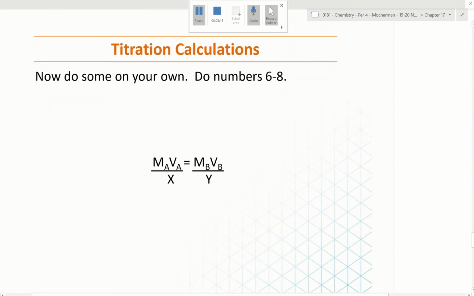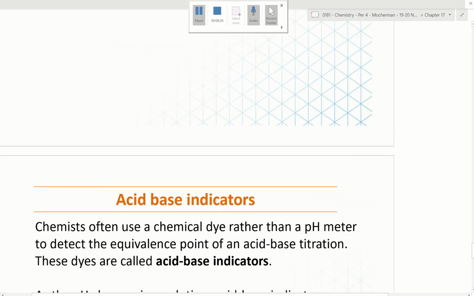Go ahead and do numbers 6 through 8 on the worksheet. All right, remember, if you're having trouble with those, make sure that you show up at office hours and ask for some help.